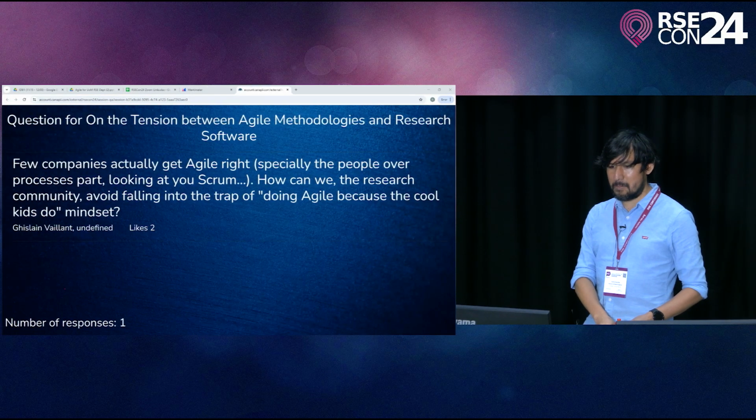Okay, few companies actually get Agile right, especially the people over processes part, looking at you, Scrum. How can we, the research community, avoid falling into the trap of doing Agile because of a 'the cool kids do it' mindset?